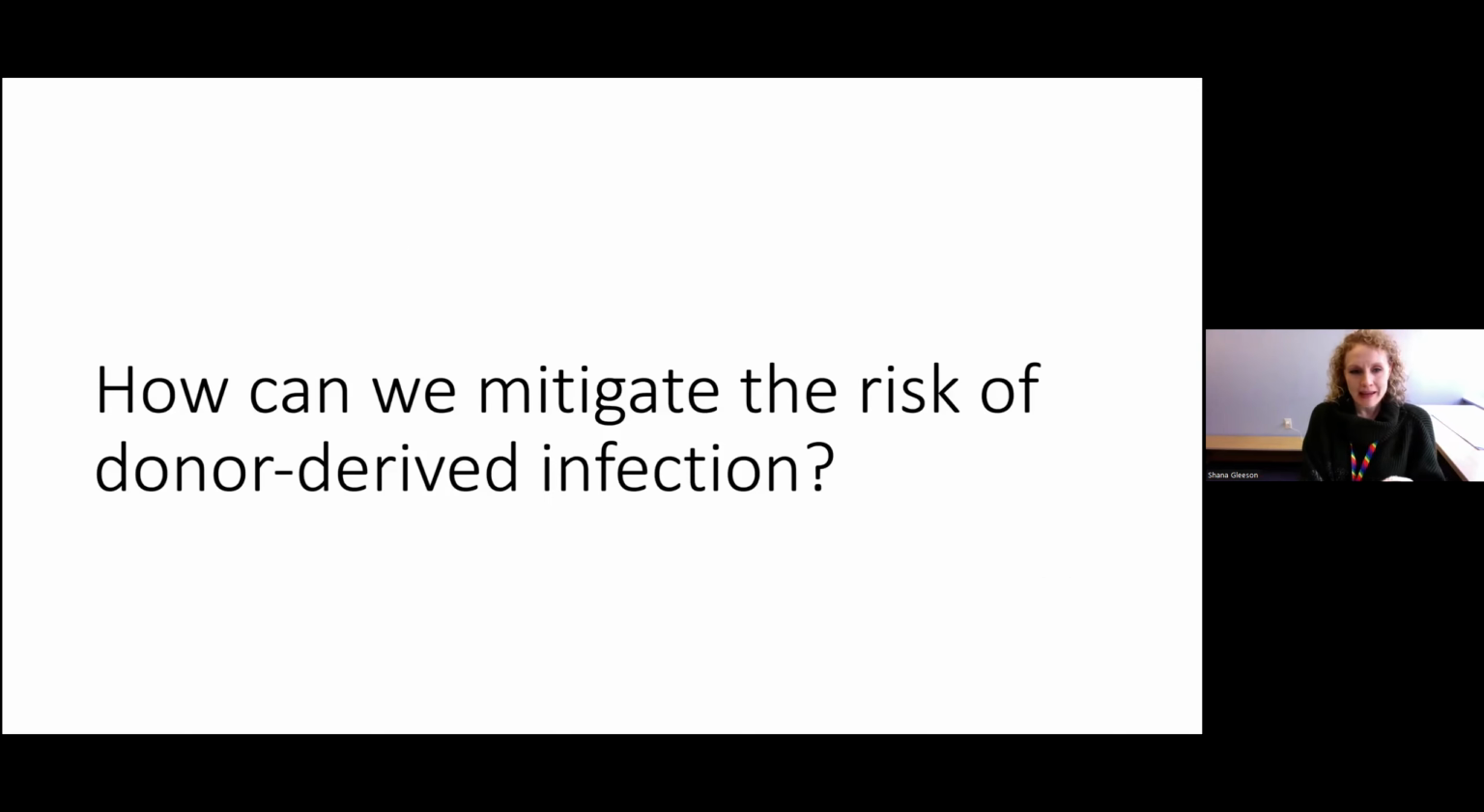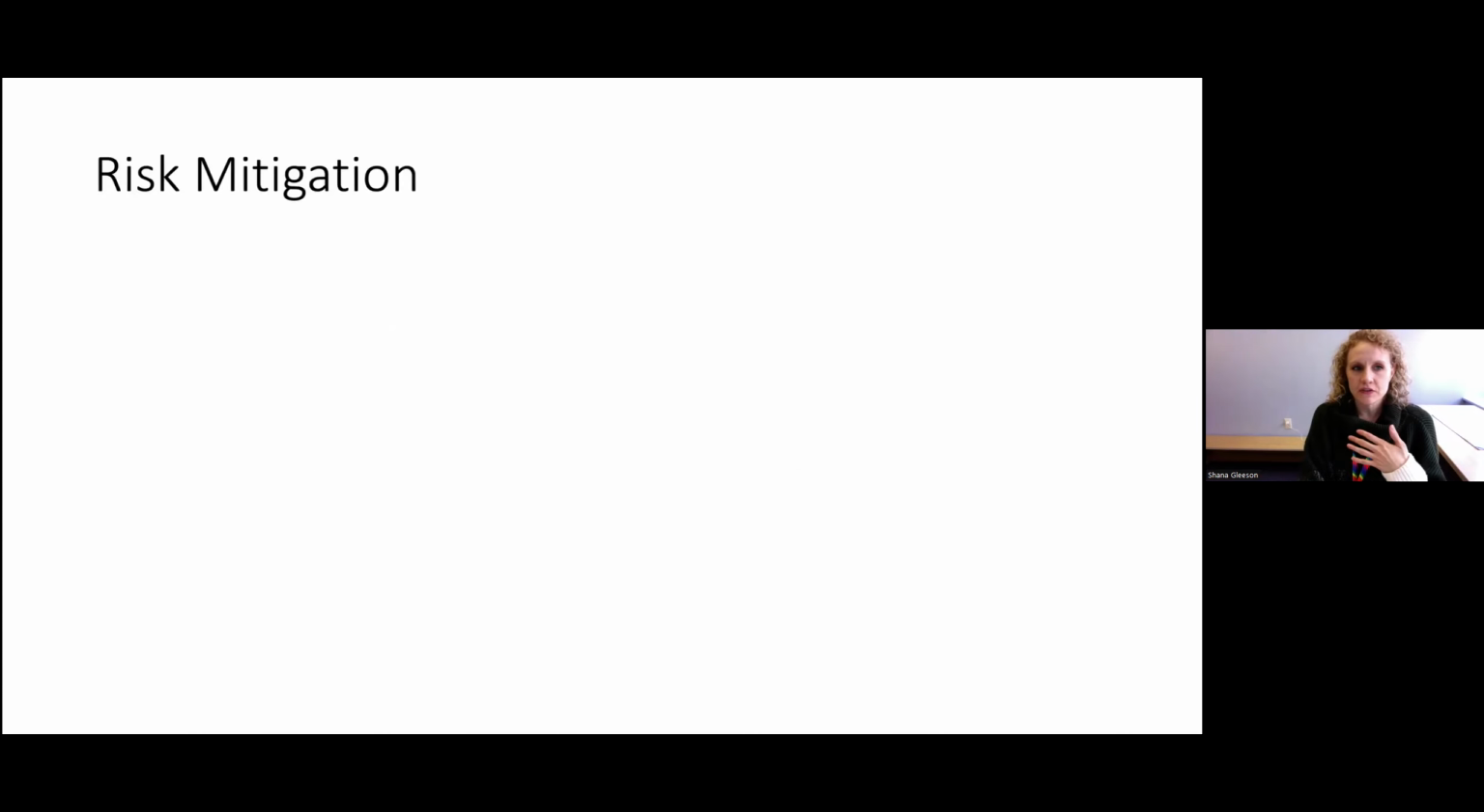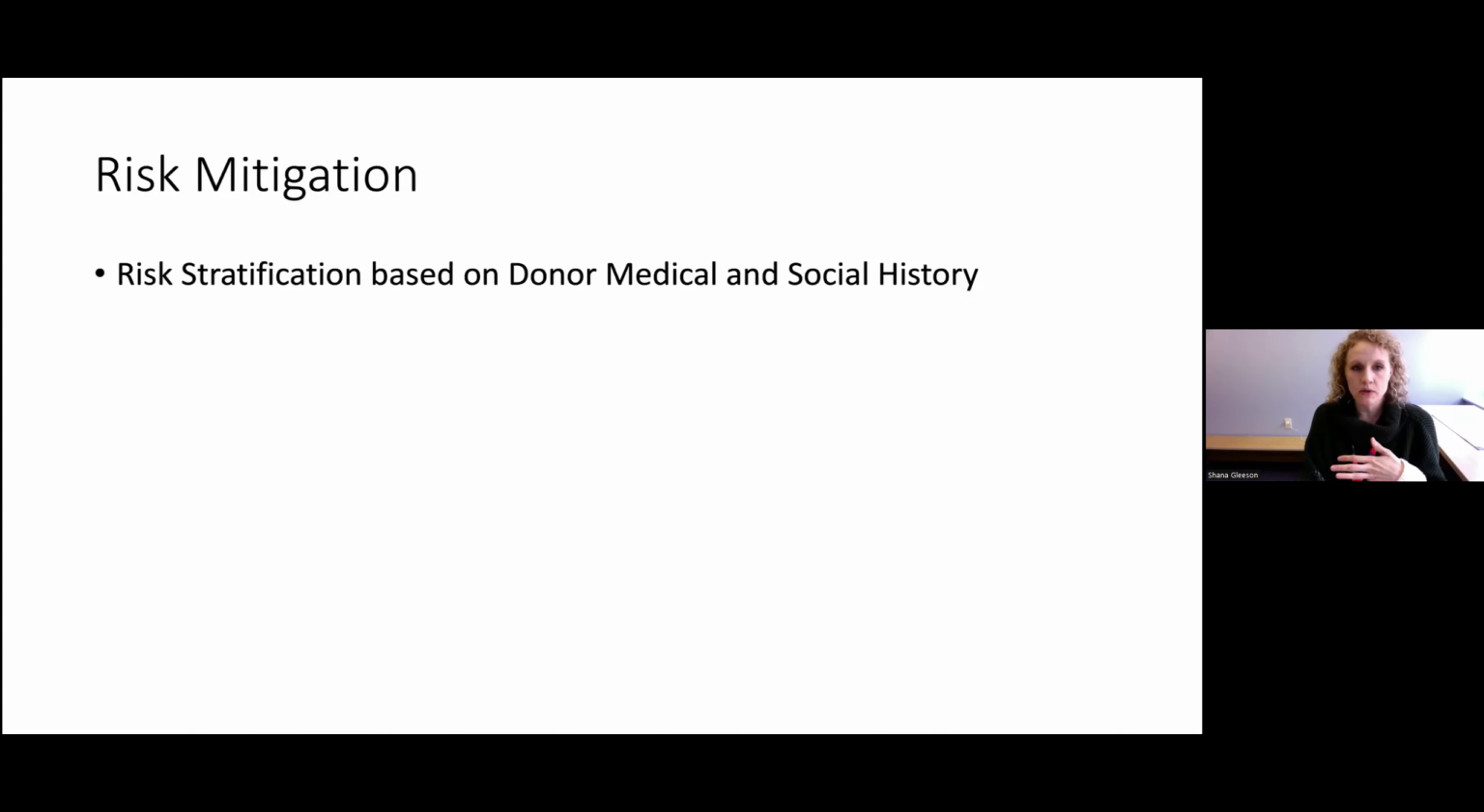So how can we mitigate the risk of donor-derived infection? There are a few different things to do. One is risk stratification based on the donor's medical and social history. That means looking at their medical and social history to see if there's anything that could truly be a contraindication to them being a donor, where we're not going to accept them for procurement.